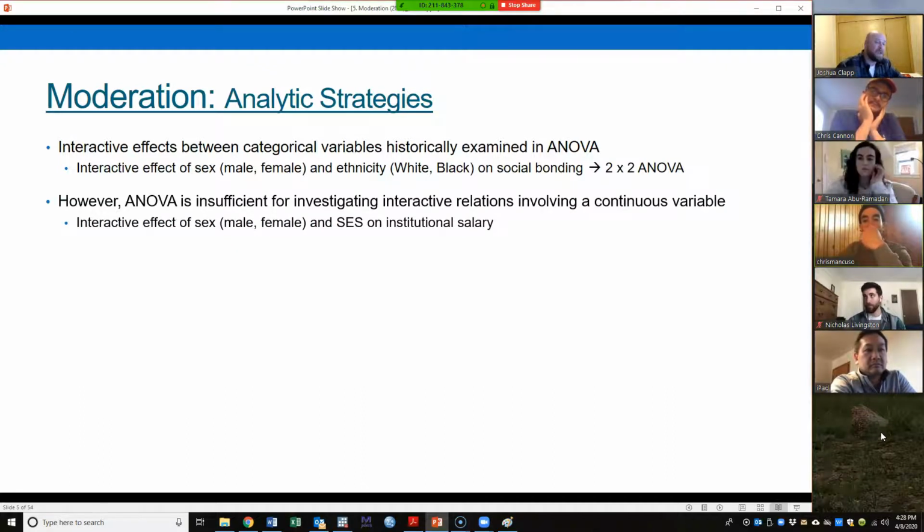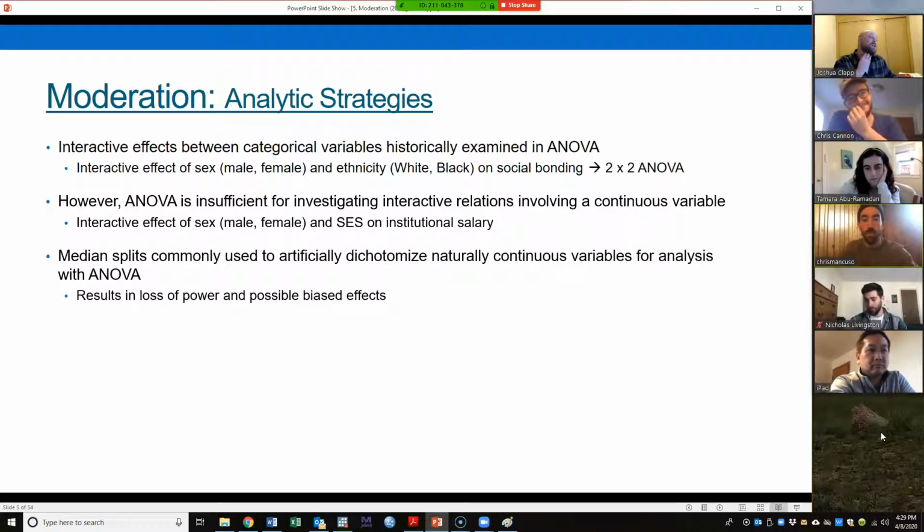ANOVA is fine, right? When I start looking at the interactions of variables that are continuous, all of a sudden these ANOVA models start to become not so great, right? So I'm interested in the interaction of sex and SES on institutional salary. Does biological sex impact my family's SES and my eventual salary? Well, we can model biological sex as a dichotomous variable, but SES, can we dichotomize? Can we say high SES, low SES? We could, but that's not a good representation of this construct. Socioeconomic status is much better thought of as a continuous variable ranging from the low end to the high end, right?